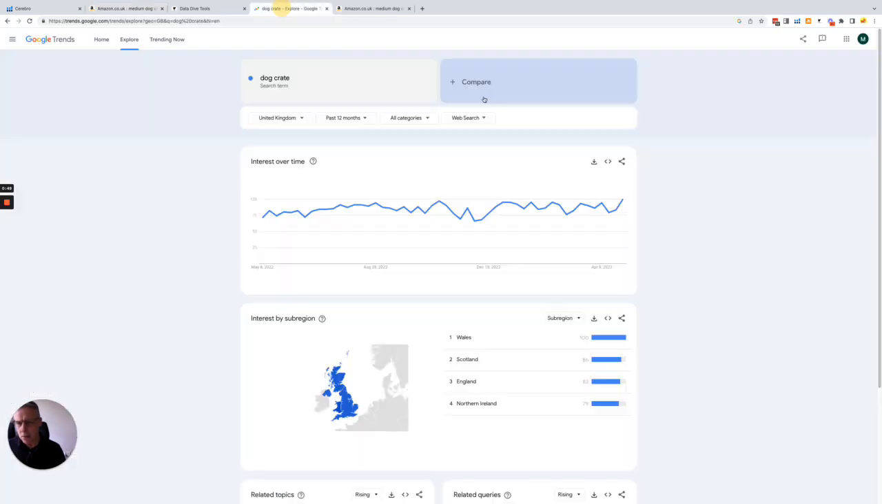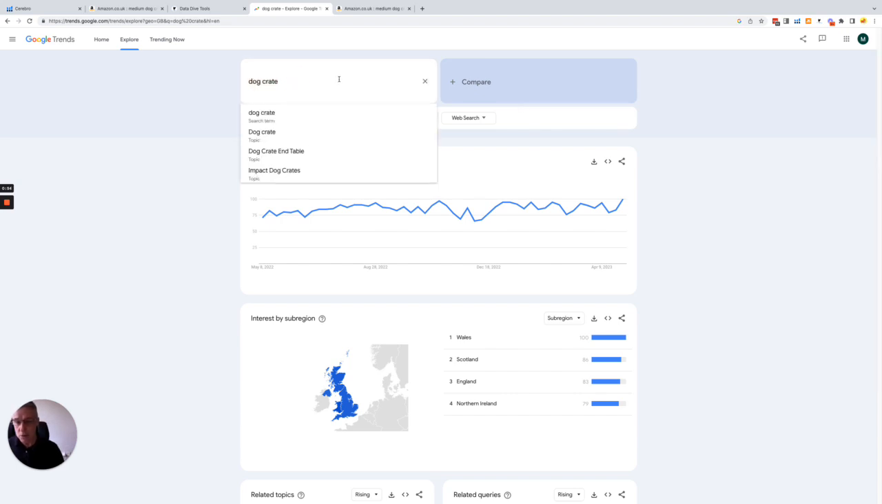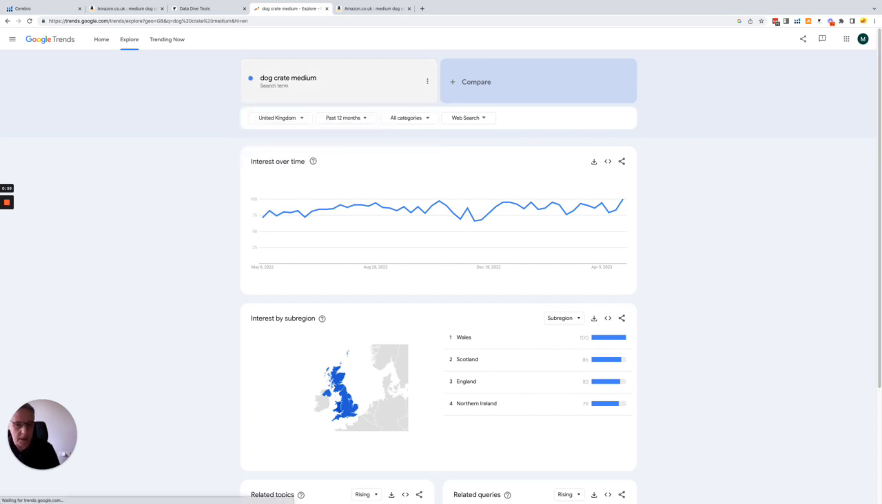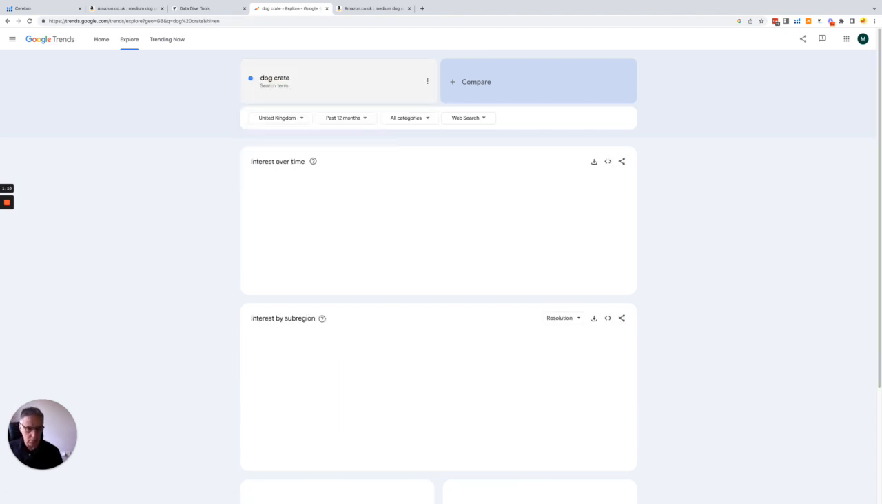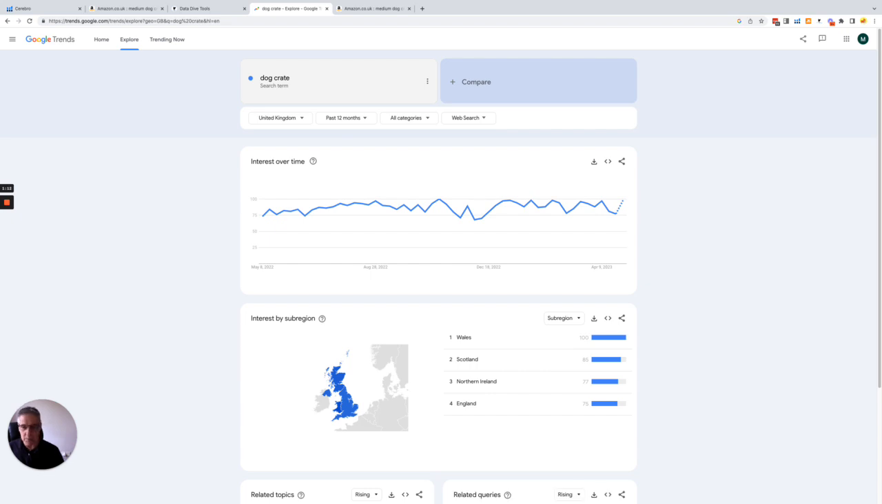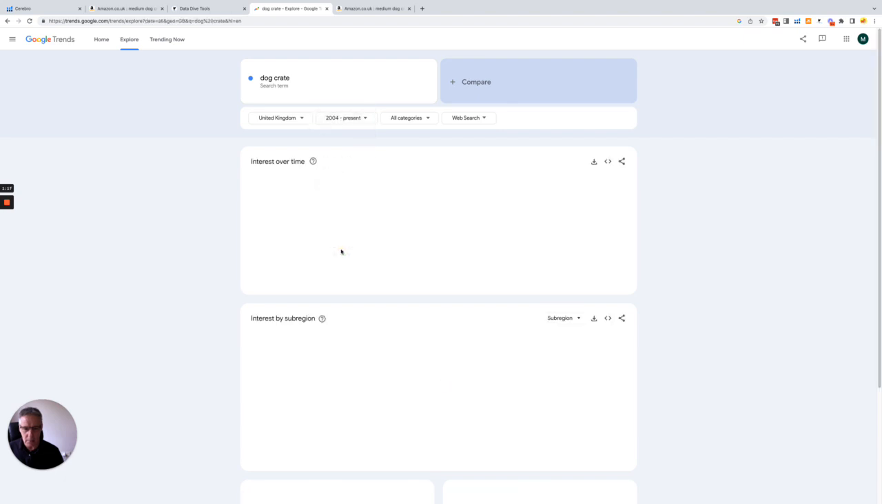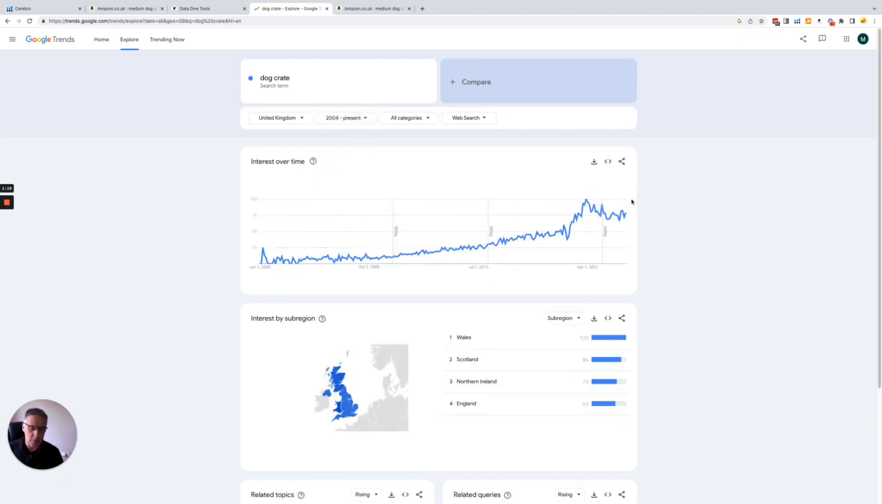So we might go to somewhere like Google Trends and type in some keywords related to that to say, well, look, is it static? The market for dog crates is fairly stable, has been for quite some time. We can obviously look at longer time periods. I imagine that it's going to be going up gradually. And so we can look at that.